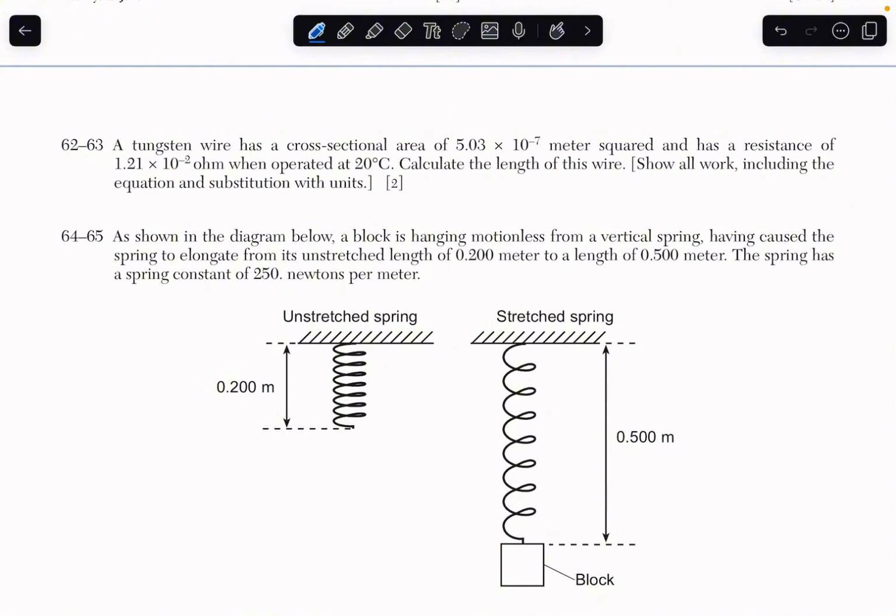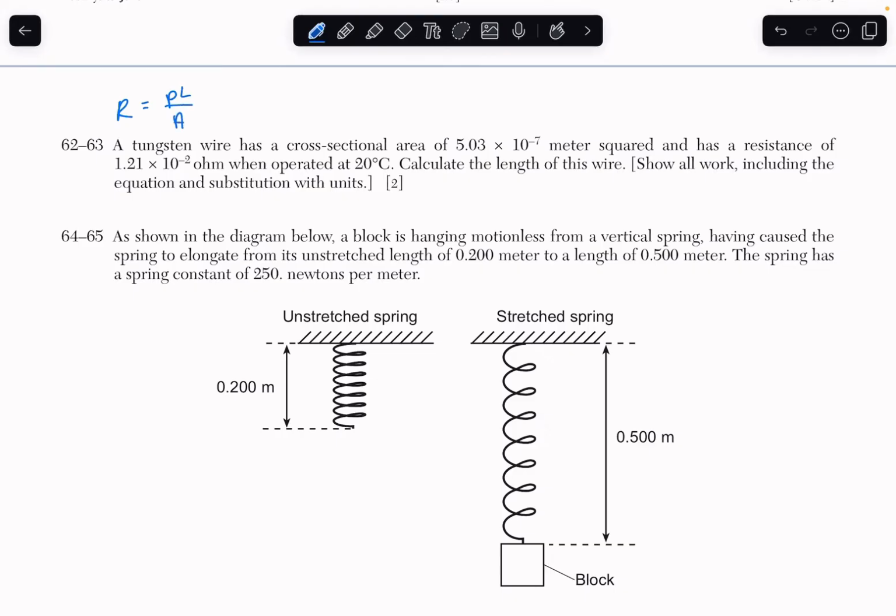62 to 63. A tungsten wire has a cross-sectional area of 5.03 times 10 to the negative 7th meter squared and has a resistance of 1.21 times 10 to the negative 2 ohm when operated at 20 degrees Celsius. Calculate the length of this wire. So, in this question, they give us all the components we need, so we just have to use the equation resistance equals resistivity times length over cross-sectional area.